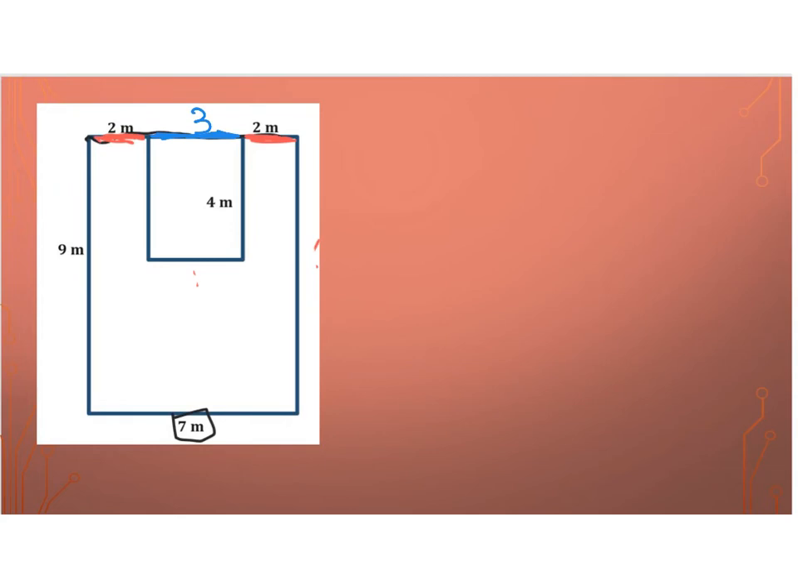So if that side is 3, then this side has to be 3. It says this is 4, so that is 4. And since this is opposite to the other parallel side, that would be 9 meters as well. So now we can find the area of the smaller rectangle, which I'm going to color in green. The dimensions will be 4 times 3, which is equal to 12.